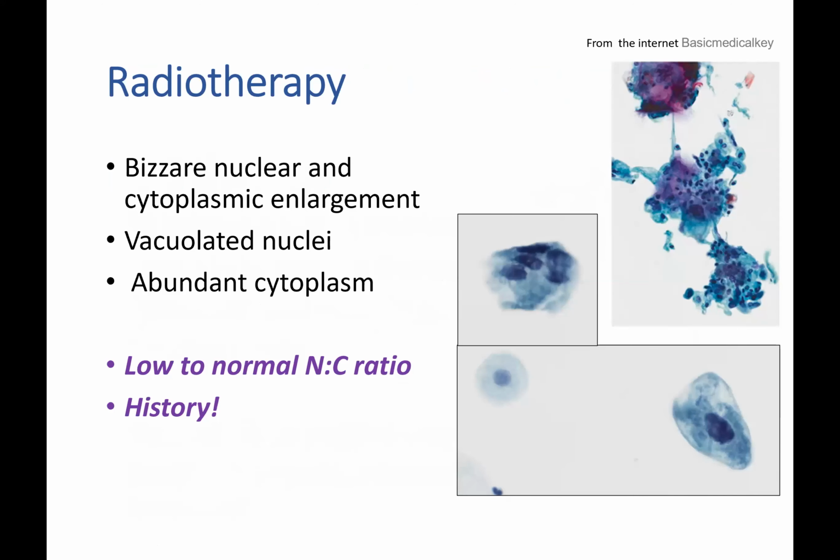As we see in the cervix, radiotherapy can cause changes to cells in the urothelial tract as well. Often the cells have very bizarre nuclear and cytoplasmic enlargement. The nuclei can have vacuoles and the cytoplasm can be abundant. I hadn't seen urine with radiotherapy changes for ages until about last week when this one turned up, and the cells were huge with big nuclei, but nevertheless a very low normal nuclear to cytoplasmic ratio. The history of previous radiotherapy is very helpful in this situation to avoid this pitfall.